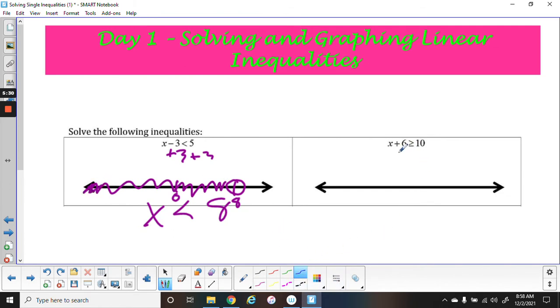This next one, we would subtract 6, we get x is greater than or equal to 4. So I'd go 0, always put 0 on there, 4. And so then this one has the bar, so I would color it in, make a solid dot. Greater than 4 is to the right.